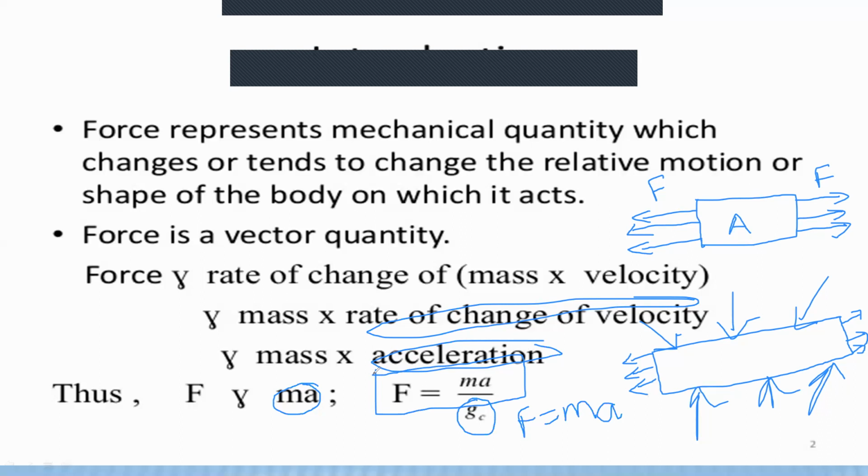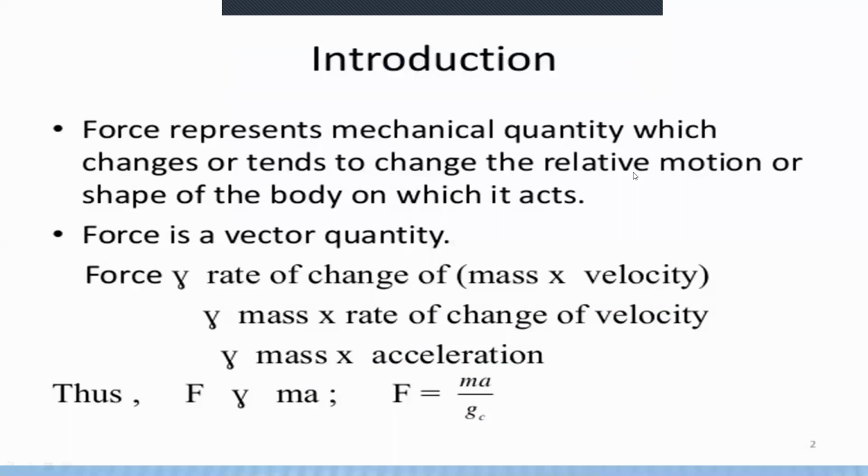If you know the mass and you know the acceleration, you can find out force very easily. If the mass and rate of change of velocity are given, then we can calculate force. Whatever is given, we can calculate force. So that is the condition of force, and that is the formula.